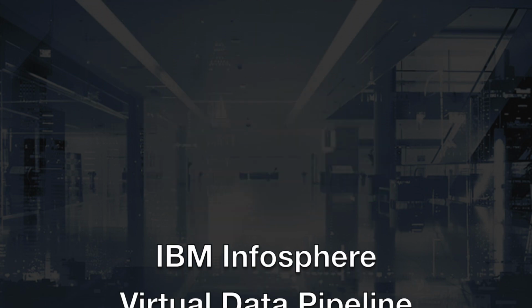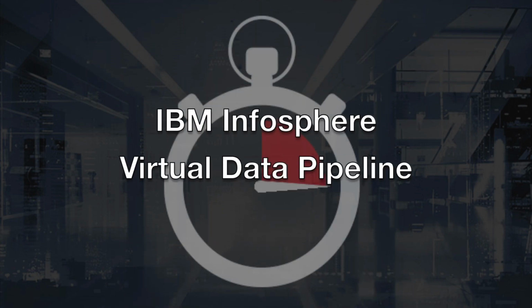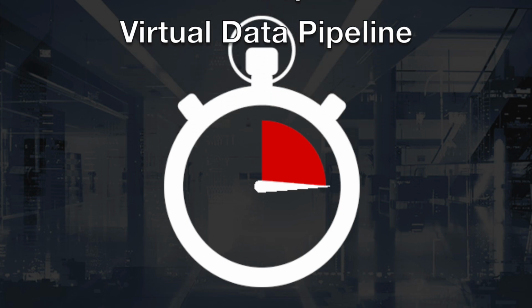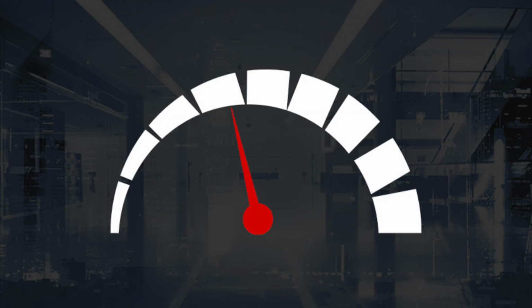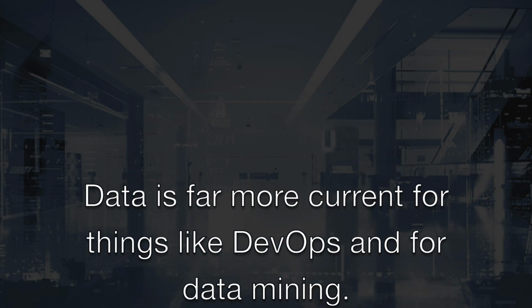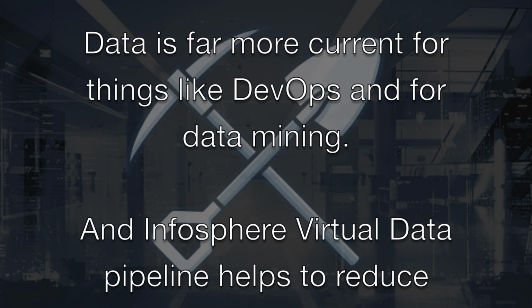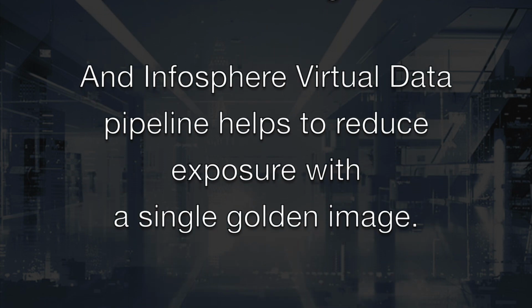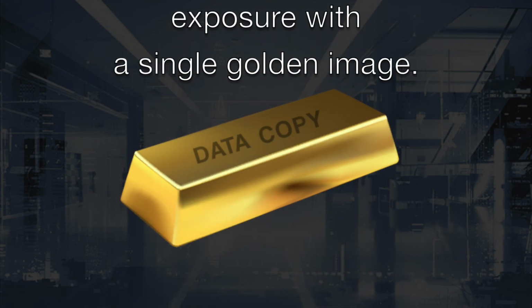IBM's Infosphere Virtual Data Pipeline is designed to drastically reduce the amount of time it takes to make these copies, as well as the amount of capacity it takes to store them. Data is far more current for things like DevOps and for data mining, and Infosphere Virtual Data Pipeline helps to reduce exposure with a single golden image.